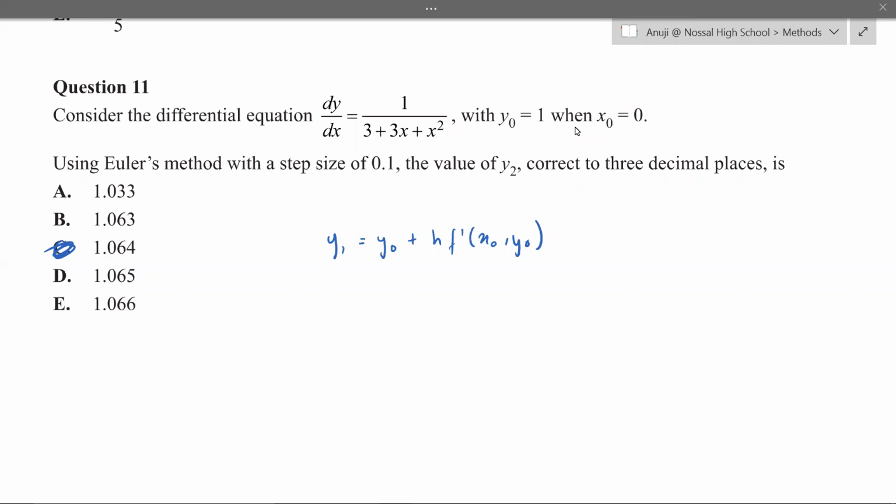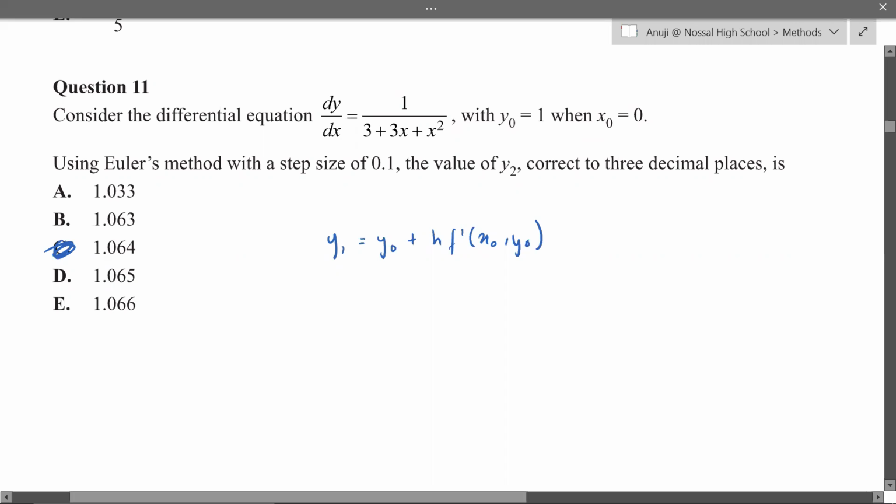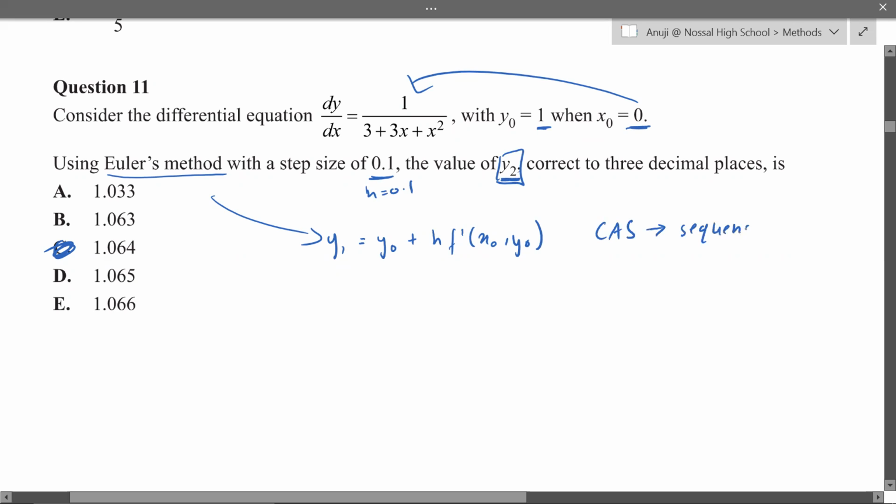Yeah, so this is just Euler's method. You can use this formula, and y0 is 1, x0 is 0, and you could just put that in there using a step size of 0.1. And you have to do it 2 times because it's asking you for y2. On the white CAS, there's the sequence and series function. I'm not sure about the other CAS.